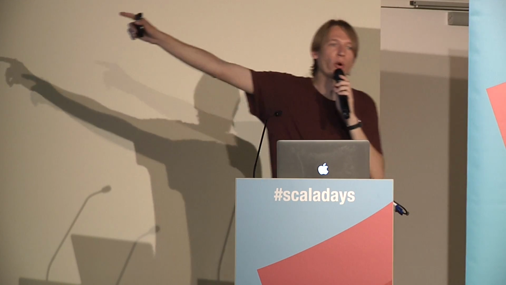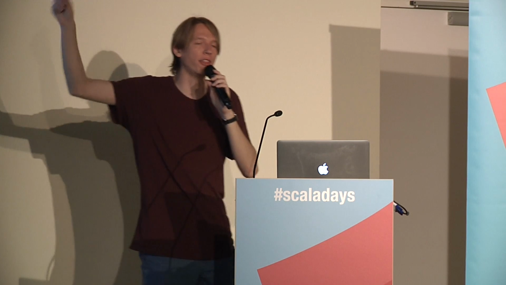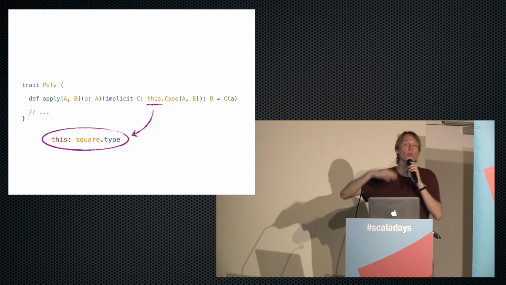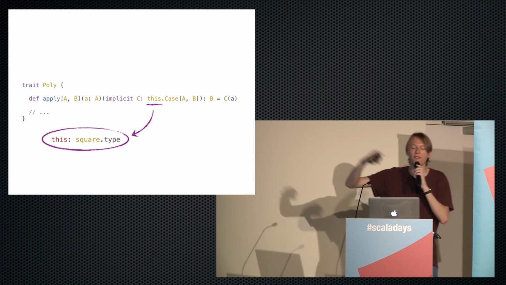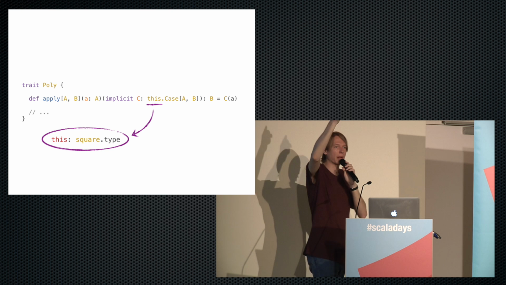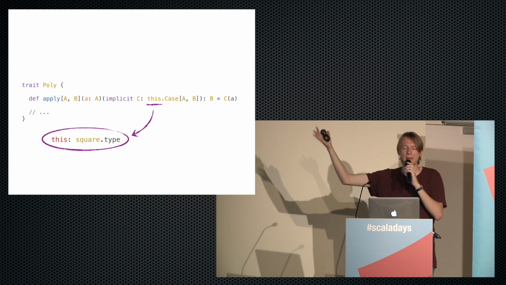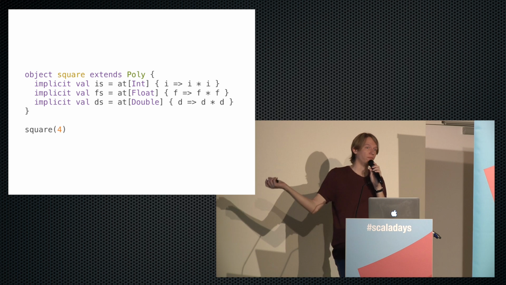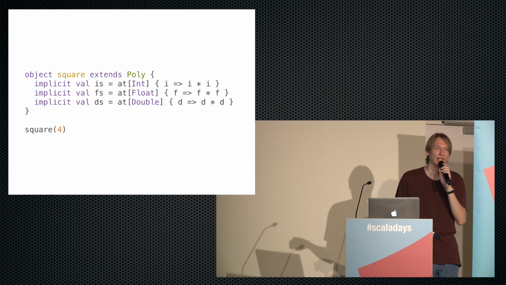This is really, really important. This.case. Now this is a component of the type. And in our previous example, this is going to be instantiated with square.type. And the companion of square.type is simply square. So the compiler will look in square to see if it can find a case for the type A that we applied to producing some type B. And if it finds it, it will allow us to apply it. So that allows this to work, which is really, really cool.